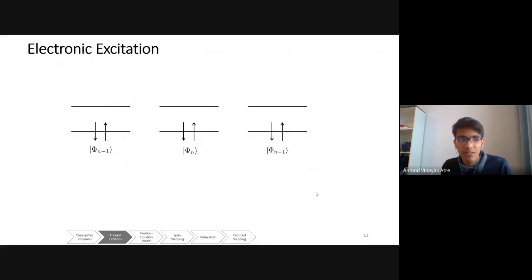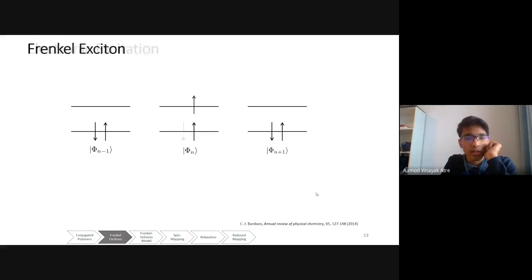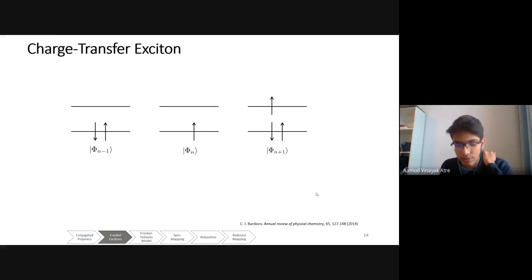Moving from a minimalistic view to a more schematic view, an excitation can simply be shown as the electron moving to a higher orbital at any given site phi. The Frenkel exciton, however, remains on the same site phi, whereas the charge transfer exciton allows the excitation to another site.